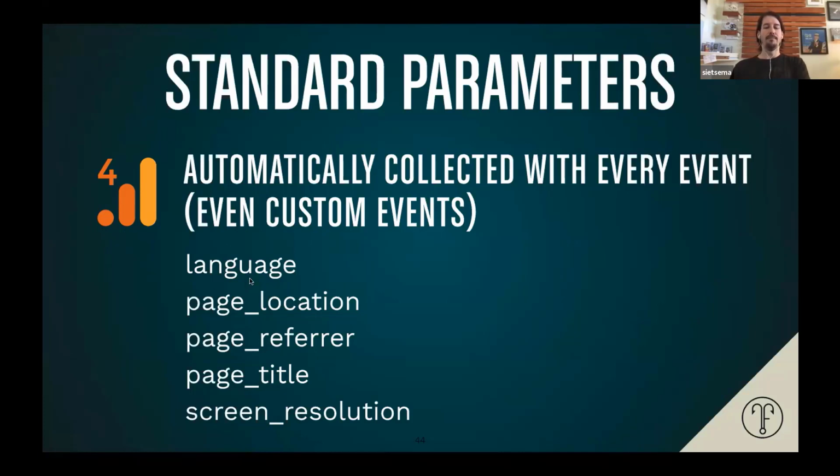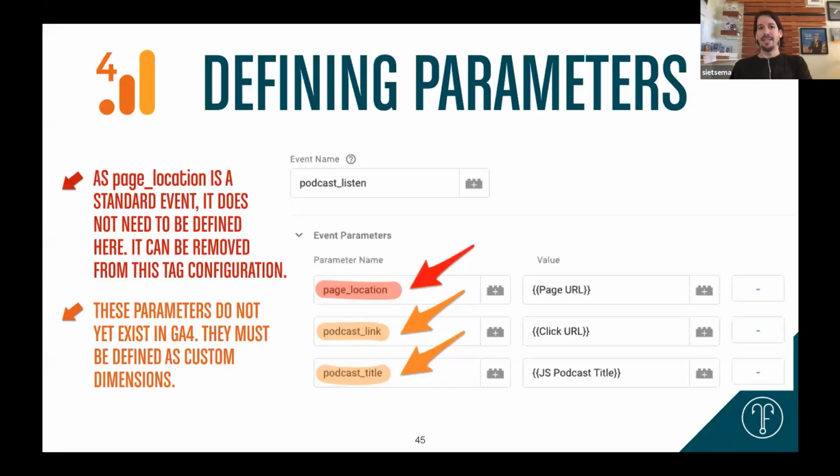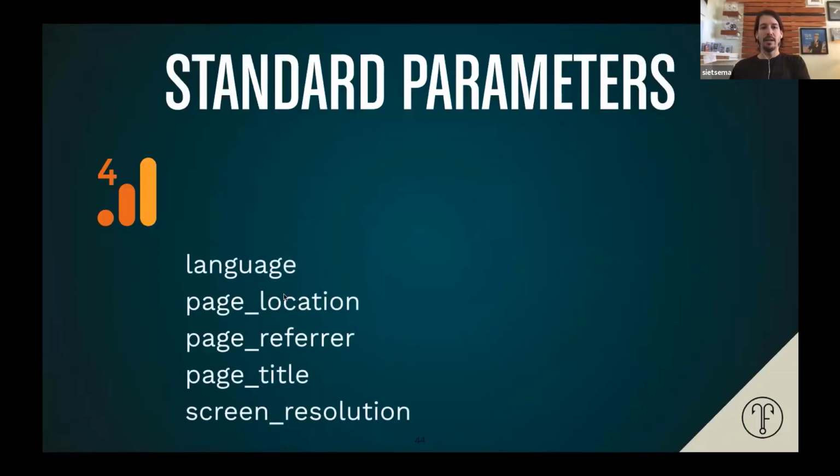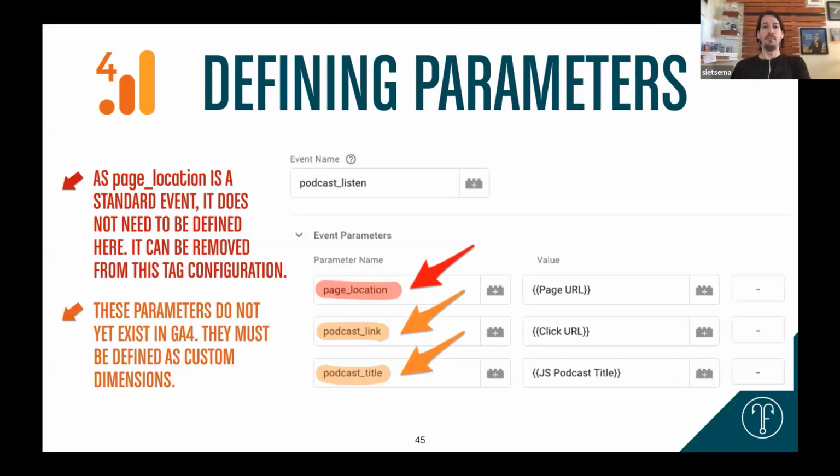These 5 right there. Now you'll note back at my tag for podcast_listen, I actually had a parameter called page location. It turns out because this is a standard parameter right here, I don't need it. I can actually modify this tag a little bit because this is automatically collected here. I don't need to add a parameter that automatically is going to be included. So I'm only going to add podcast link and podcast title. Okay. Now, this is really important.